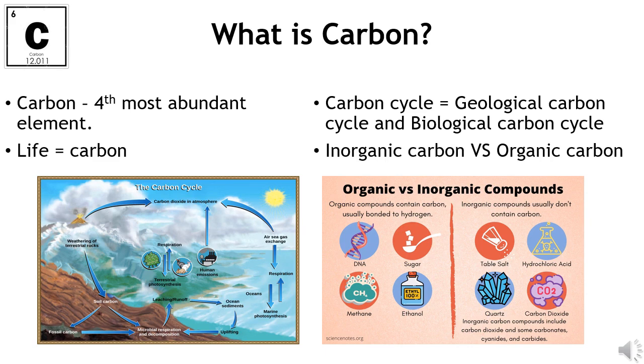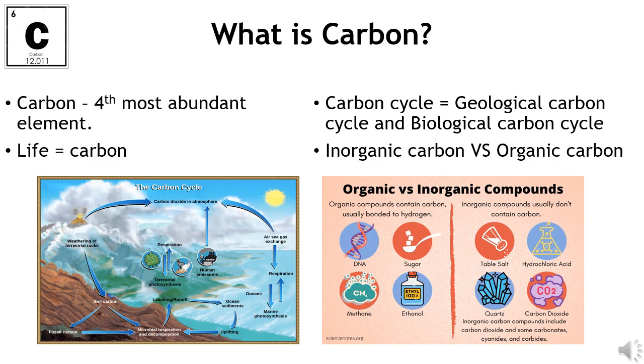So, what is carbon? Carbon is the fourth most abundant element on Earth. All life comprises of carbon, and it circulates through the land, ocean, and the atmosphere in a process known as the carbon cycle. The carbon cycle can be further divided into the geological carbon cycle and the biological carbon cycle to create both inorganic and organic carbon.